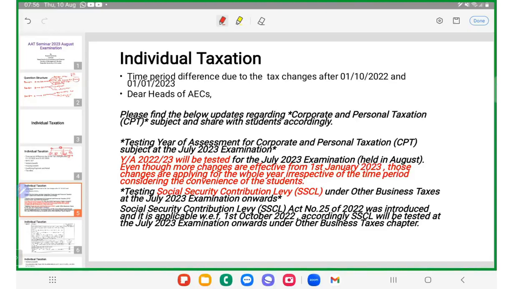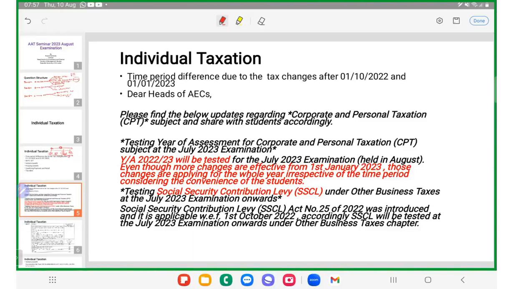Even though more changes are effective from 1st January 2023 for an individual, and most changes after 1st October 2022 for a company, those changes are applying for a whole year, irrespective of the time period, considering the convenience of the students. This is not the message that I created. This is a copy of the message that the AAT Institute shared with us.